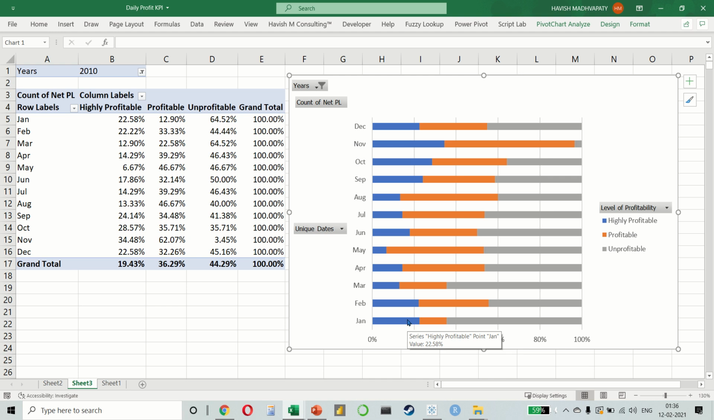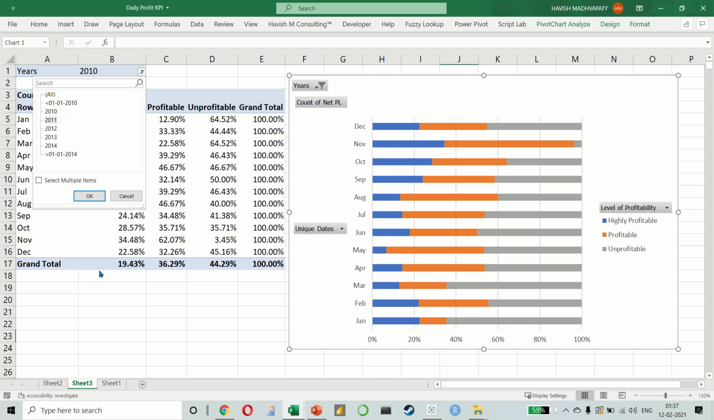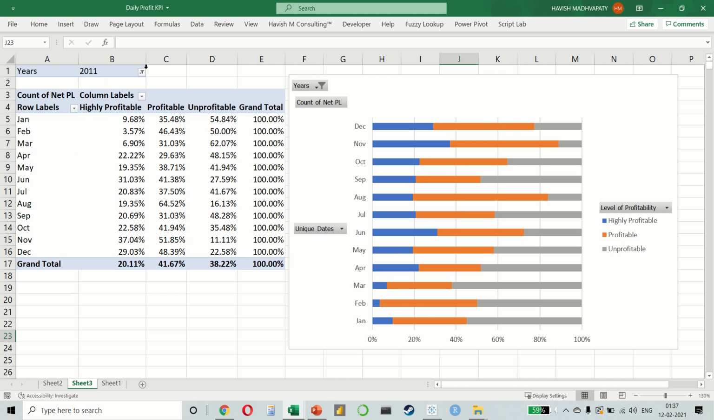For example, if you look at the month of January, 22% were highly profitable, 12% were profitable, and 64% were unprofitable. And if we go year by year, we can see how the pattern is changing.